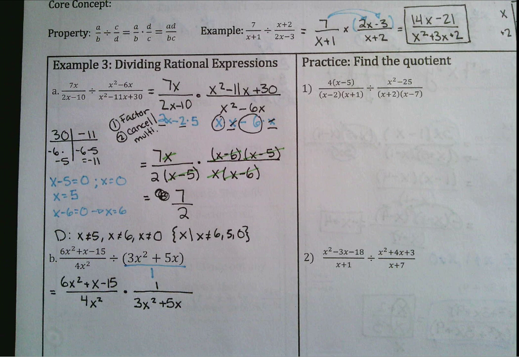So now that I factor this out entirely, what I'm going to do is look for those like terms. So I see an x minus 5 and an x minus 5. They're on opposite parts of my fraction, one in the numerator, one in the denominator. Those two can cancel.